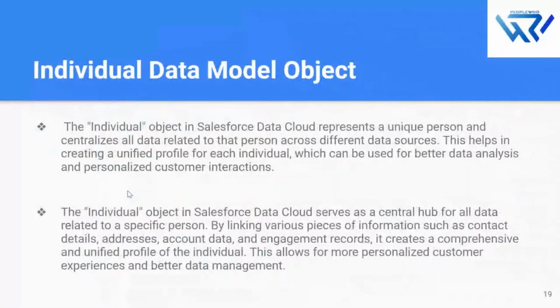Then we understood about the individual data model. Whatever profiles you are going to bring about a customer, whether it is a lead profile, contact profile, or subscriber profile, it has to be mapped with the individual object. The individual object inside Data Cloud would help us in future unifying all those different profiles into one.